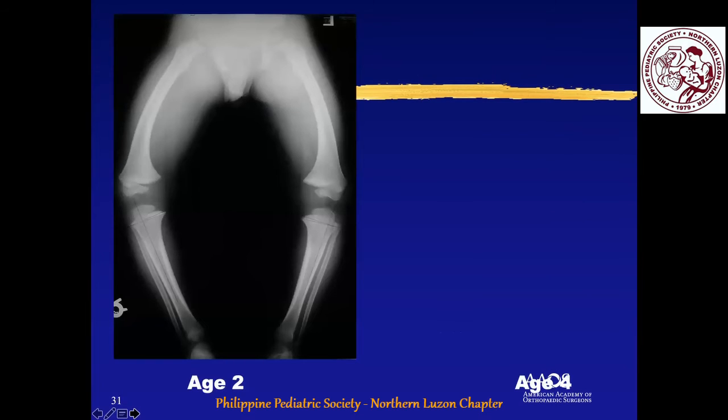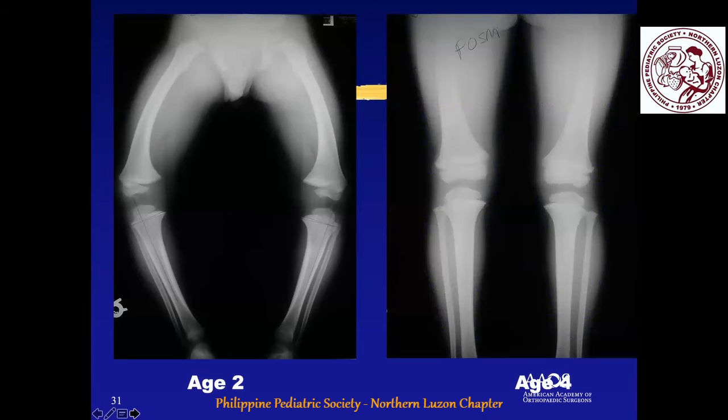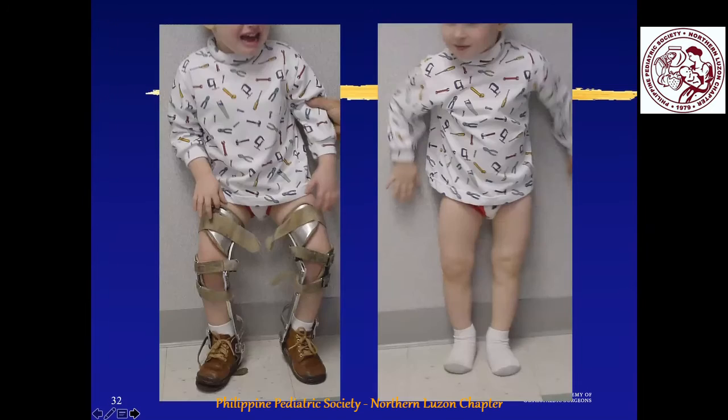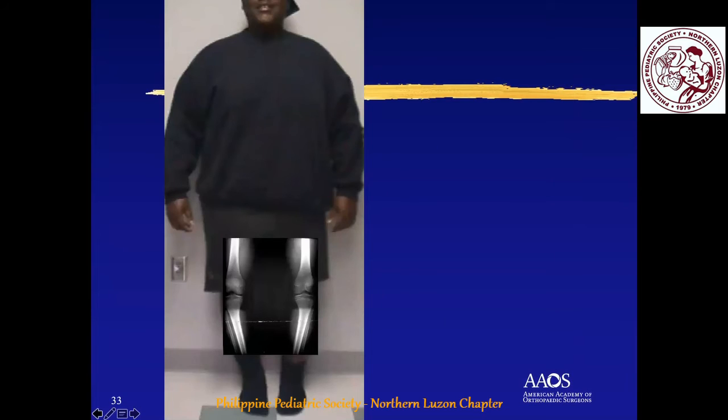So just to show you some examples, this is a 2-year-old patient that we saw. Initially, the parents were concerned about the genu varus or bow-legged deformity, and we just watchfully waited on this patient. And by the time the patient was already 4 years old, the deformity had corrected. You may or may not use braces for this patient.